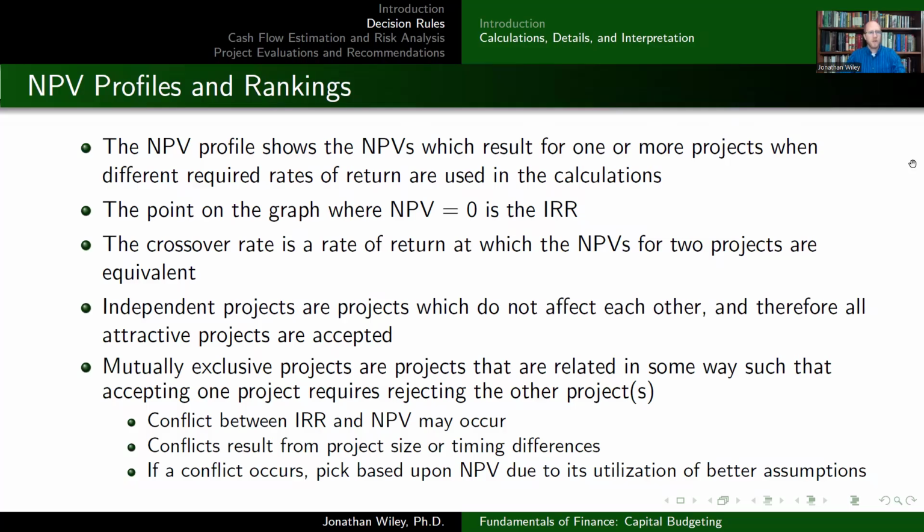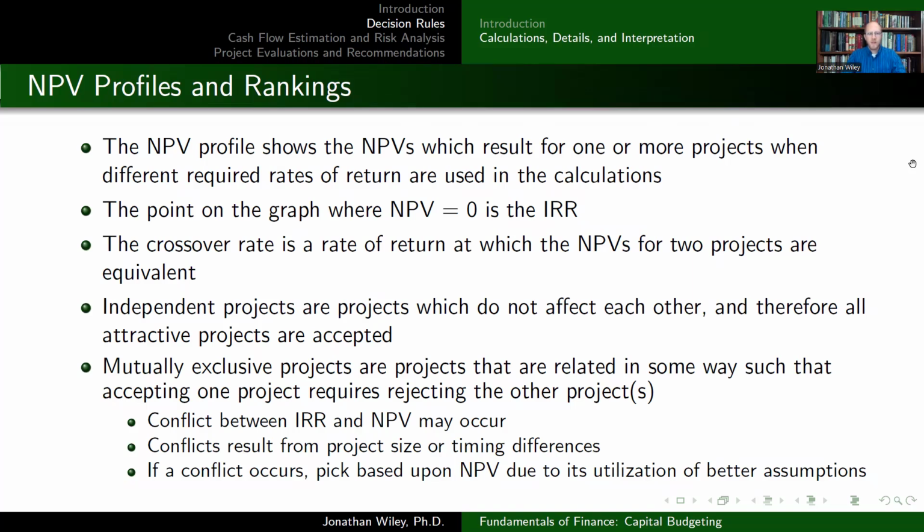In this video, I'm going to talk a little bit about net present value profiles and how they relate to rankings of projects. The basic idea behind a net present value profile is that it shows the different net present values that would arise for a project if different required rates of return are used in the net present value calculation. So for instance, if you're calculating net present value, you have to specify a discount rate or a required rate of return. So perhaps you could have a required rate of return of 10%.